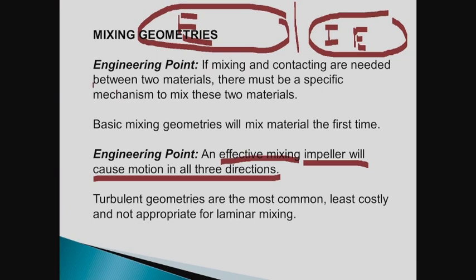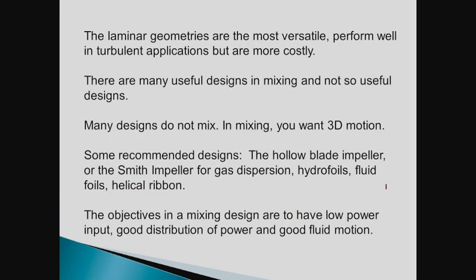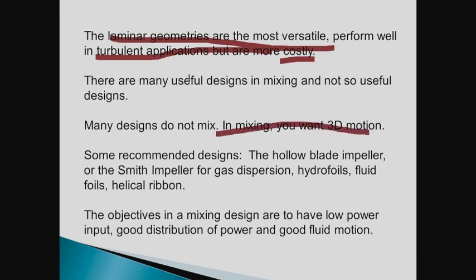And mixing and contacting is needed when you bring two materials together, and there needs to be a specific mechanism to mix these materials. These are basic geometries that mix for the first time. Turbulent geometry is the most common, least costly, and not appropriate for laminar mixing, right? However, the laminar geometries are most versatile, perform well in turbulent applications, but are much more costly. You're looking for three-dimensional motion. It's also apparent that there are many useful designs in mixing, and not so many useful designs as well.